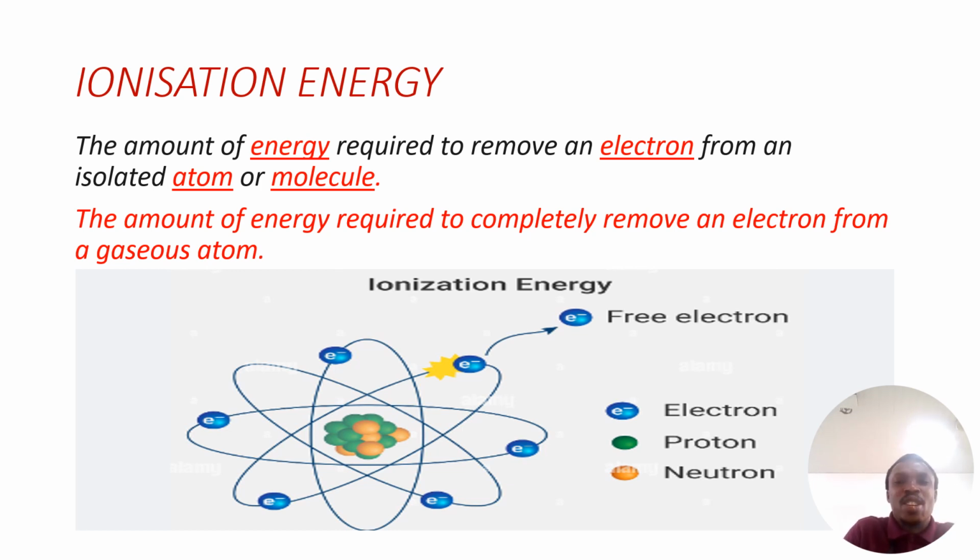This is because of the electrostatic force of attraction between the positive nucleus and the electrons. The nucleus contains the protons, which are positively charged, so it has an attraction for the electrons. So energy is needed to remove the electron. So the amount of energy required to completely remove an electron from a gaseous atom as a result of the attraction from the nucleus is what we call ionization energy. Simply put, it is the amount of energy required to completely remove an electron from a gaseous atom.